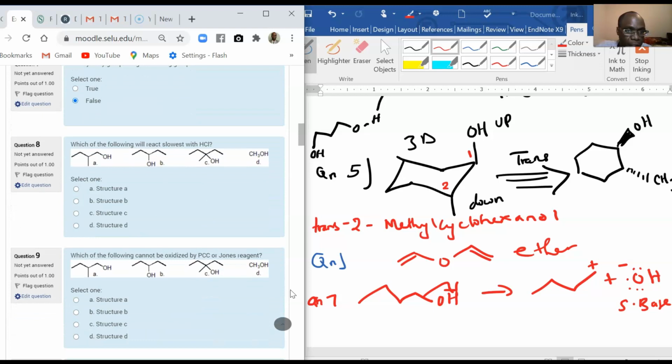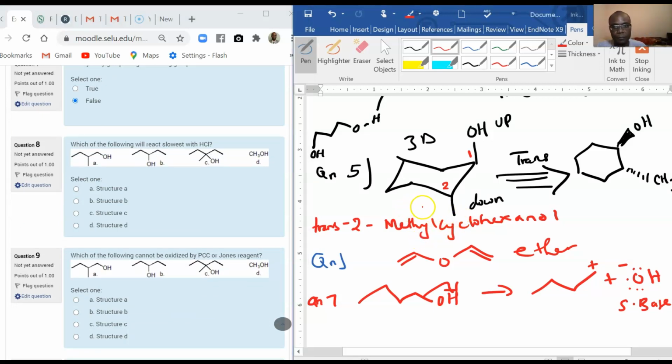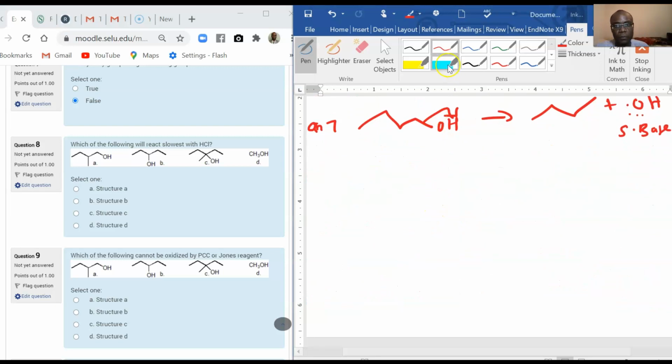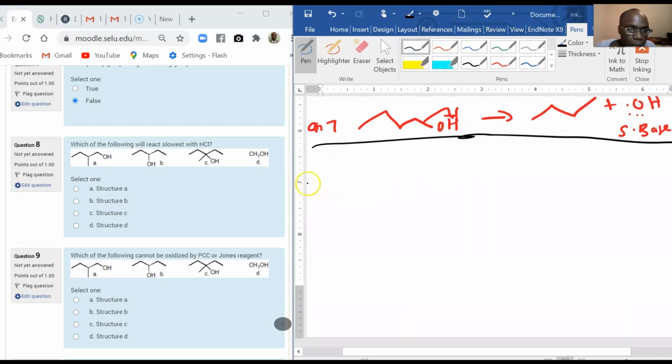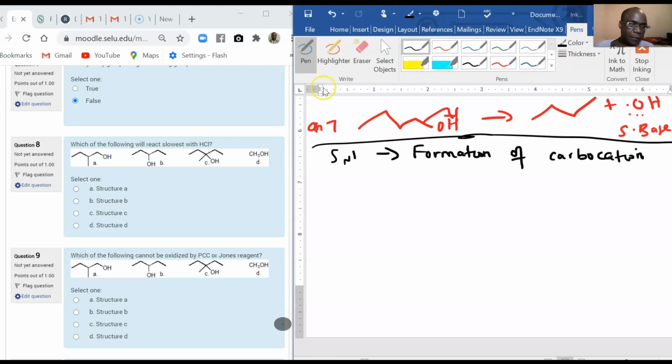Which of the following will react slowest with HCl? Pull it up. So if you're reacting with HCl, you're thinking SN1. Alcohols react with acids in SN1 fashion. If it's SN1, you have to think of formation of carbocation, which is the rate determining step. So which of these will form the most stable carbocation?